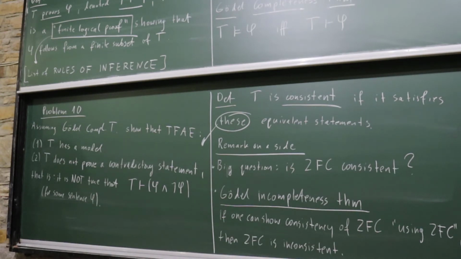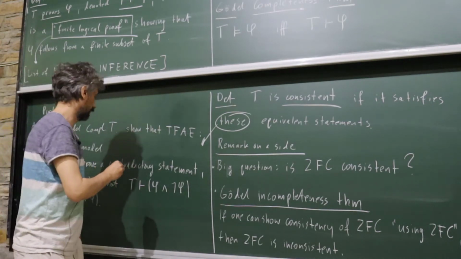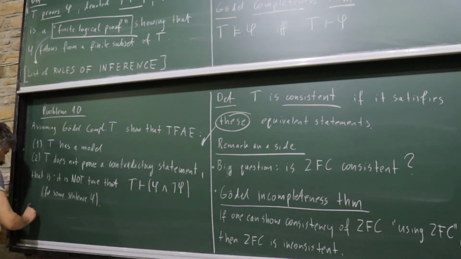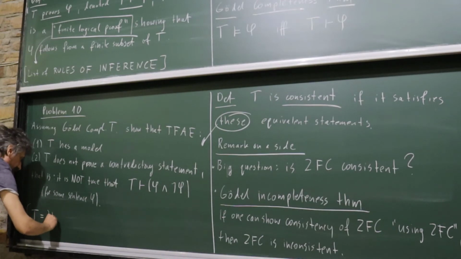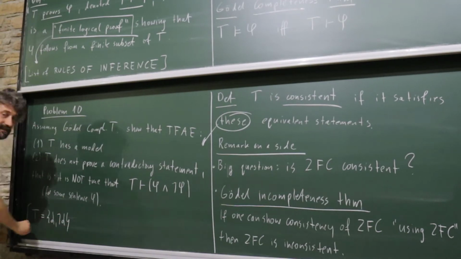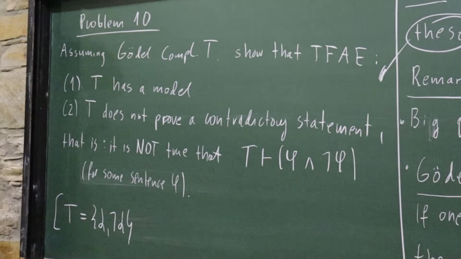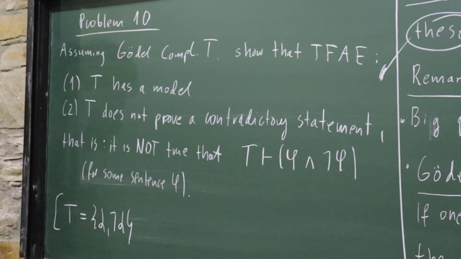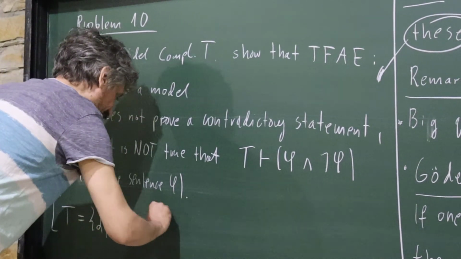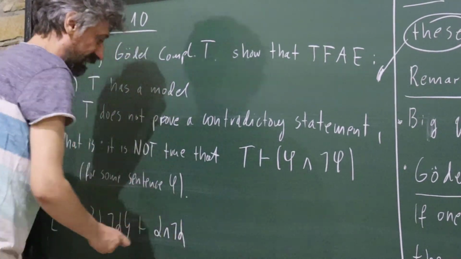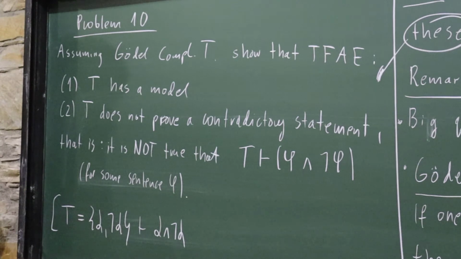I didn't understand. So, for example, if your theory T is alpha and not alpha, then you assume all of this has value 1. Why not? But then it implies alpha and not alpha, and this has obviously value 0.